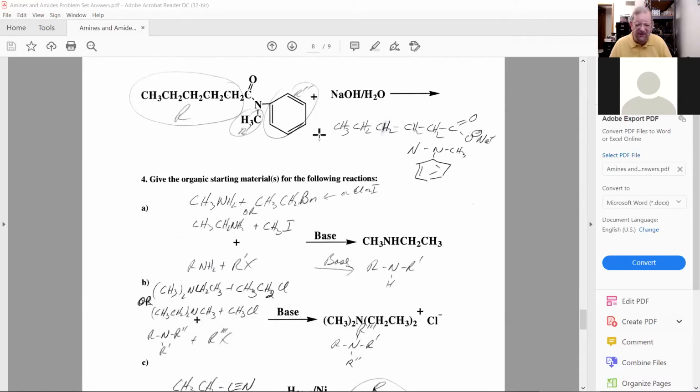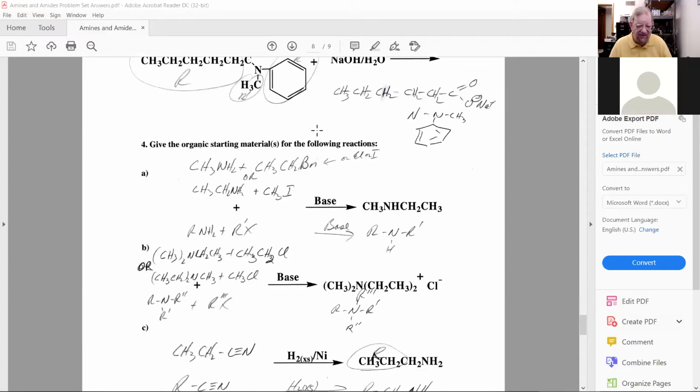Now, there will be some synthesis problems on test number 3. And if we look here, what two products do you react with base to make this compound? Well, it's a secondary amine, and you take an alkyl halide and react it with a primary amine. I could say the methyl group is R, the ethyl group is R prime, and then this top would be what you got. Or I could say the ethyl group is R, and the methyl group is R prime, and the bottom. Now, since I don't show you a halogen, you can pick any halogen you want for X.